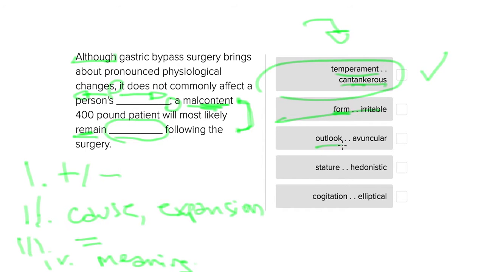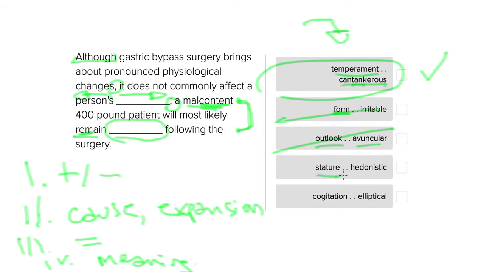Like temperament here, outlook works perfectly in that we're talking about the way that you view the world, your inner life. So your body is changing, but not your outlook on life. It doesn't commonly affect a person's outlook. But avuncular doesn't make sense in that it has very little relation to malcontent, and that avuncular means of or relating to your uncle. So if you didn't know what the word meant, that's what it is. So once you know that, this can't be the answer.